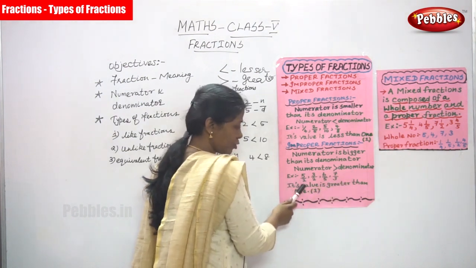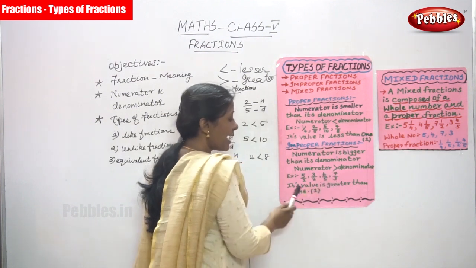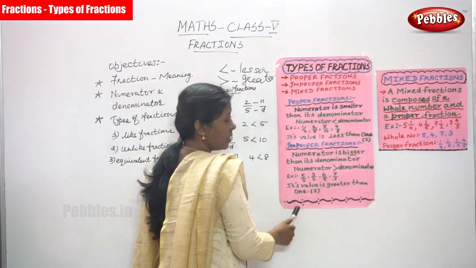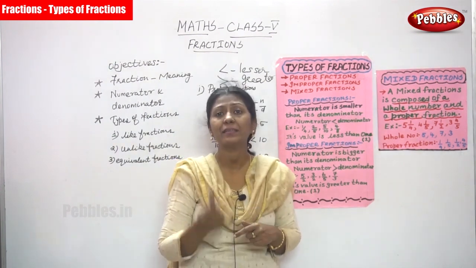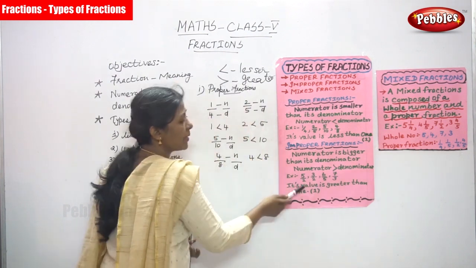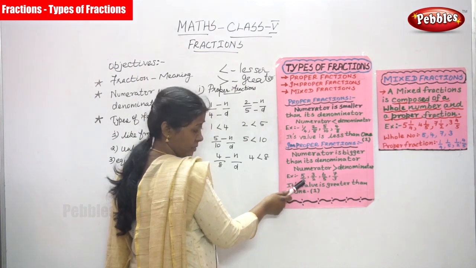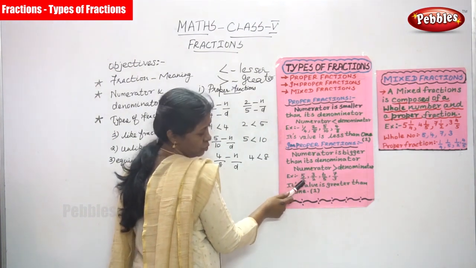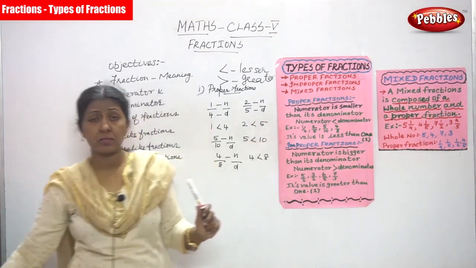Example, 5 by 2, 3 by 2, 6 by 5, 7 by 3. Its value is greater than 1. An improper fraction's value is always greater than 1. Look at this number, 5 by 2. 5 is the numerator and 2 is the denominator. 5 is greater than 2, so it is an improper fraction. I'll write it on the board and explain it.